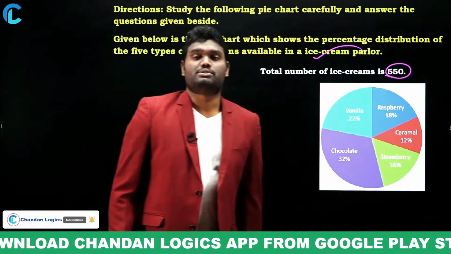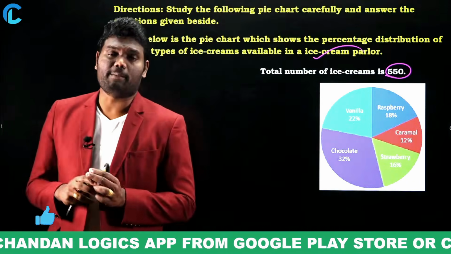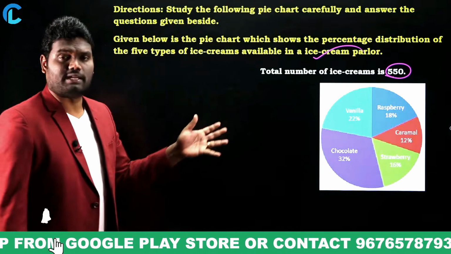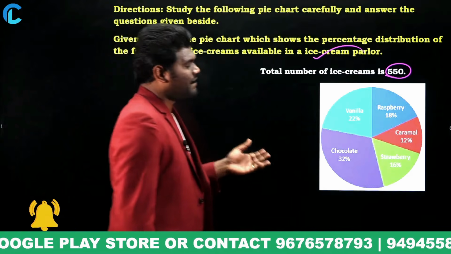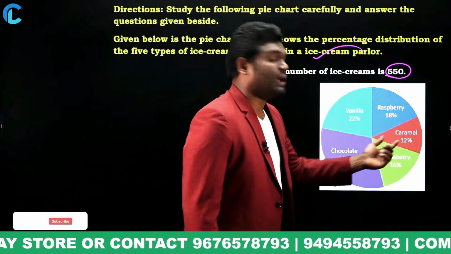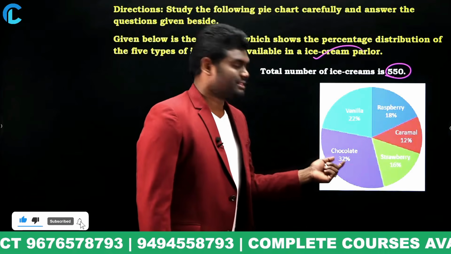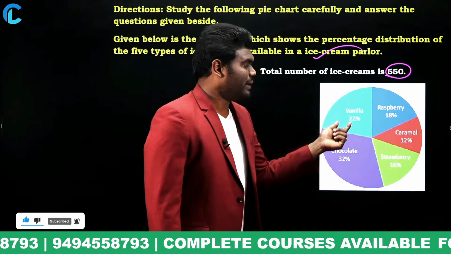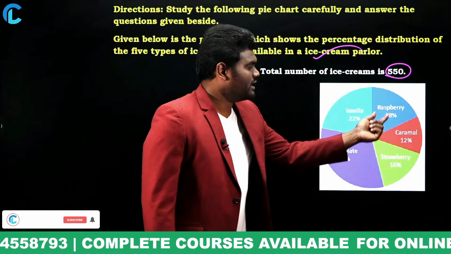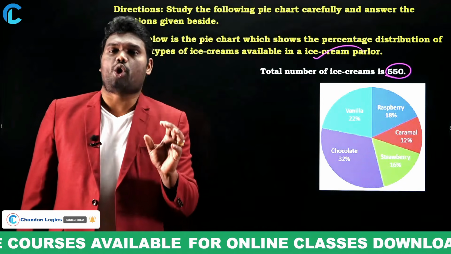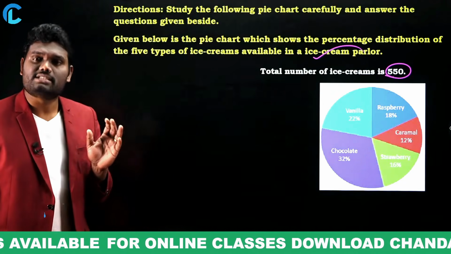Total number of ice creams, 550 ice creams. Now what are the different flavors in this ice cream? If you observe here, different flavors: caramel 12%, strawberry 16%, chocolate 32%, vanilla 22%, raspberry 18%. These are the percentages of different ice cream flavors.